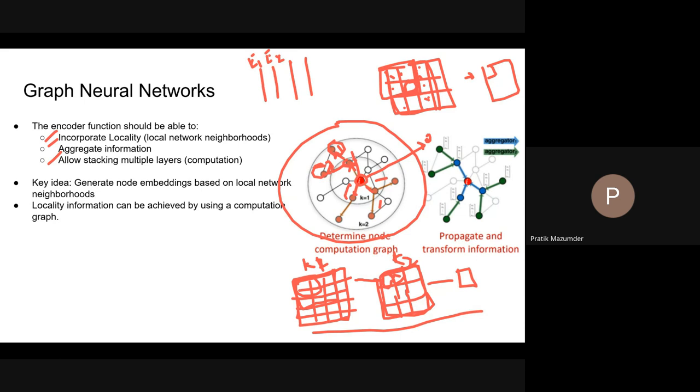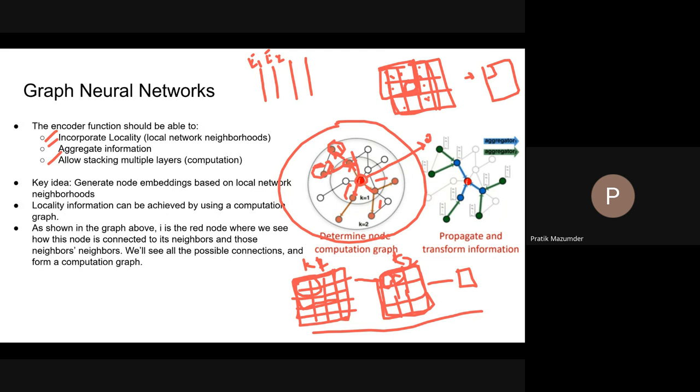Right. So the locality information can be achieved by using a computation graph. A computation graph basically shows a particular node connected to the neighborhood nodes. So at the first level, it may be connected only to the immediate neighbors. At the second level, you will be connected to the neighbors of the nodes that you just got connected to at the first level. So it's sort of like a tree that keeps on expanding, and we'll consider those as computation graphs. Based on these computation graphs, you will get the locality information that your encoder is supposed to incorporate.